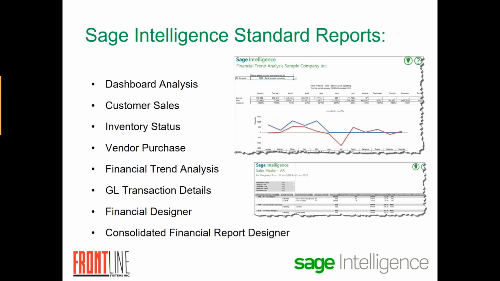Some of the standard reports that come with Sage Intelligence right out of the box, there's quite a few different categories, but they have anything from dashboard analysis to customer sales, general ledger transactions, vendor and inventory reports as well. Once you have activated the data, you can pretty much go into Intelligence, select one of the reports, and run it right out of the box.